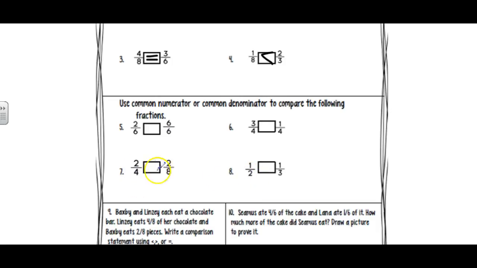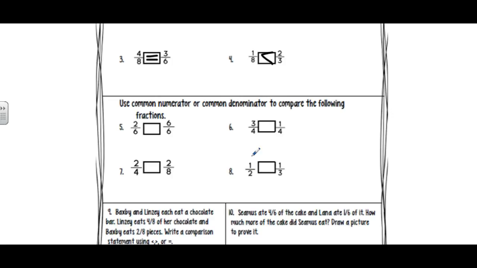These two down here have the same numerator. So since they have the same numerator, all you have to do is look at the denominator. Remember, the bigger the denominator, the smaller the parts are going to be. So think of that in your head. Think about which one's going to have more shaded. So I do want you to do 5, 6, 7, and 8. No cross multiplying with these.